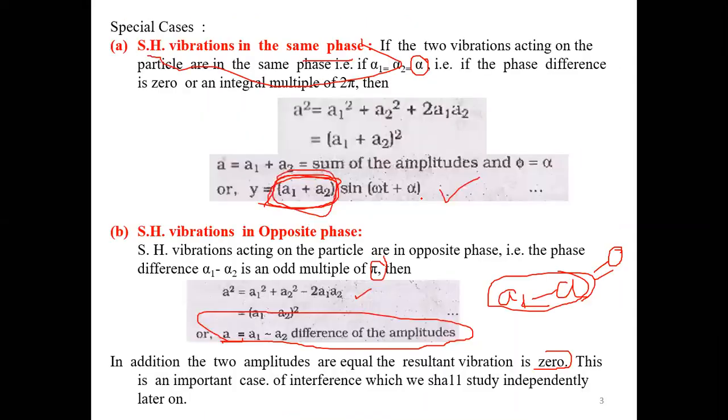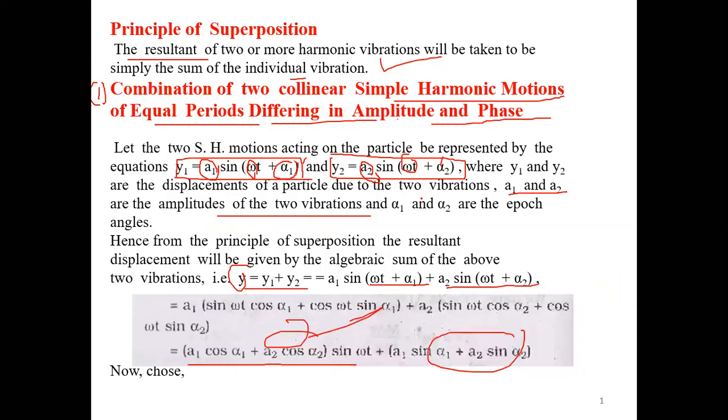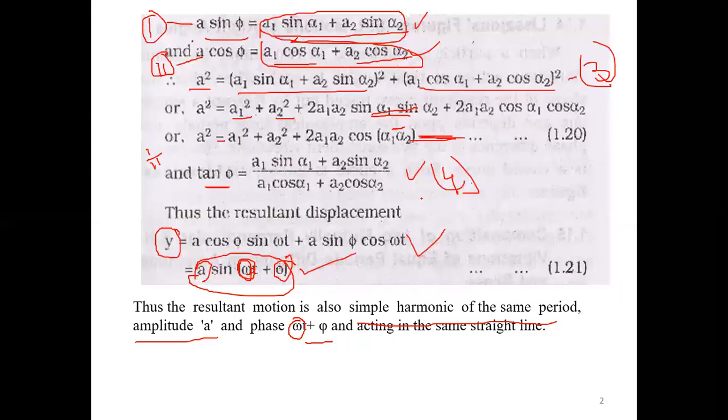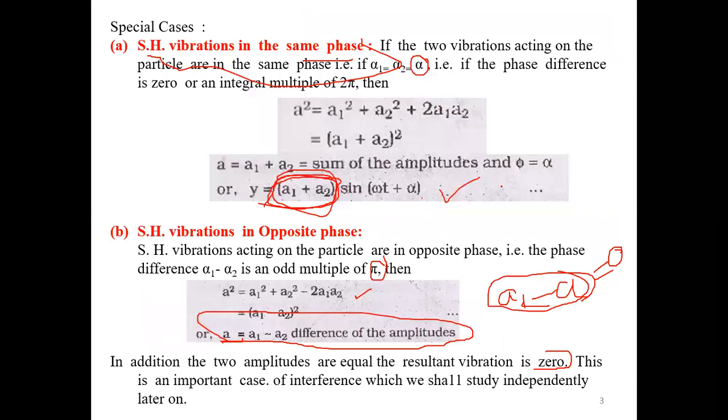So far we have studied the superposition of two collinear waves. That means the waves are acting along a line, and their frequencies are the same, but the phases are different. And then we analyzed the resultant when the phases are the same and when the amplitudes are also the same. We have studied this.